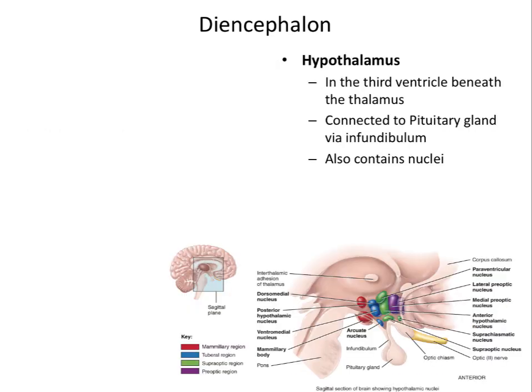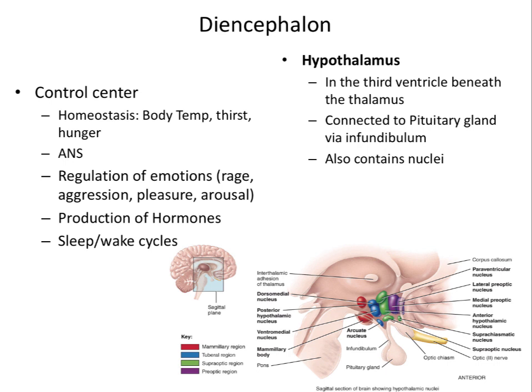The hypothalamus is located in the third ventricle beneath the thalamus. It's connected to the pituitary gland via a stalk called the infundibulum, and it contains many different types of nuclei. And the hypothalamus is very important. It is the control center for many of the homeostatic loops in the body.